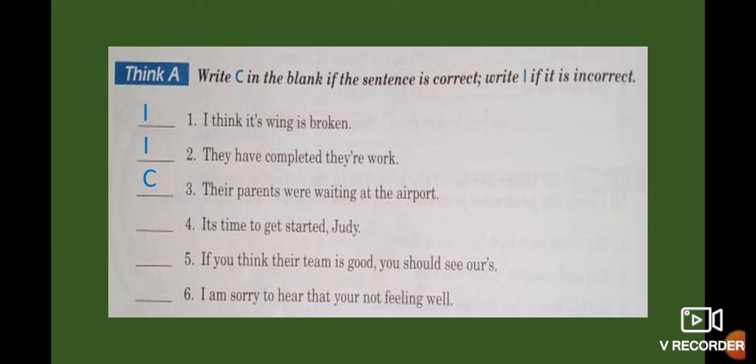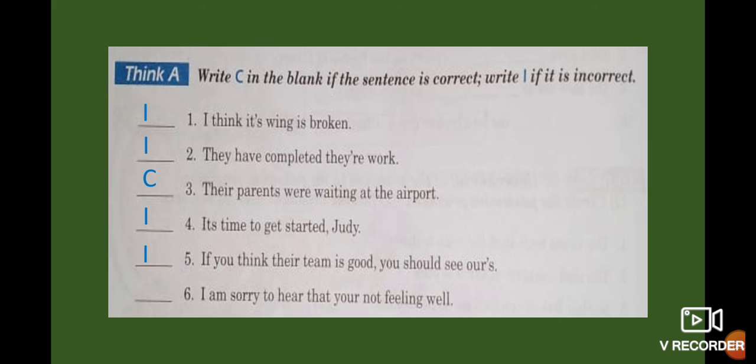Number 4, its time to get started. This one is incorrect. Why? Because its is written as a possessive pronoun, but in this case we need to write it with an apostrophe because we say it is time. Okay, that means it's. Number 5, if you think their team is good, you should see our's. In that case, okay, ours, this one we need to write in possessive form, so without apostrophe. That means the sentence is incorrect.